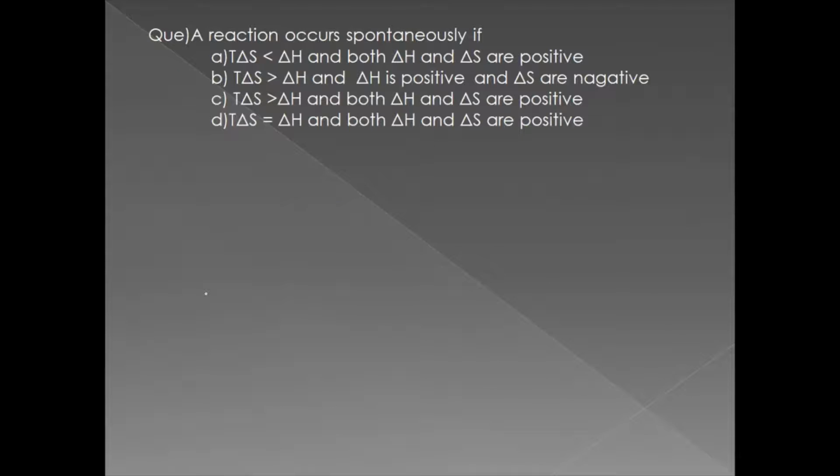Coming to the next one, reaction occurs spontaneously if. So there are conditions given here. Which one is correct? Let us see. For discussing this, you need to know Gibbs-Helmholtz equation, that is delta G is equal to delta H minus T delta S. You know the conditions for the spontaneous process in case of delta G and delta H, and you should know about T delta S now. I will give you 4 points here. If you remember these 4 points, you can easily answer this type of questions.